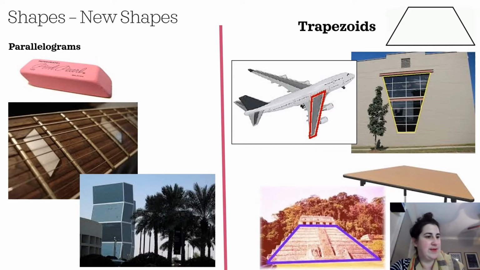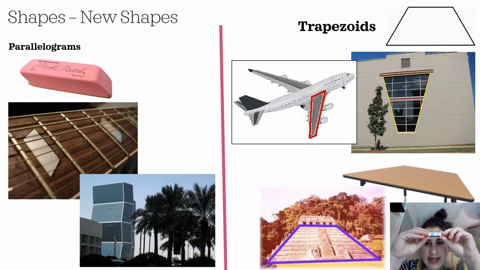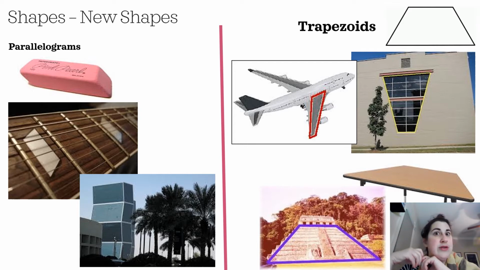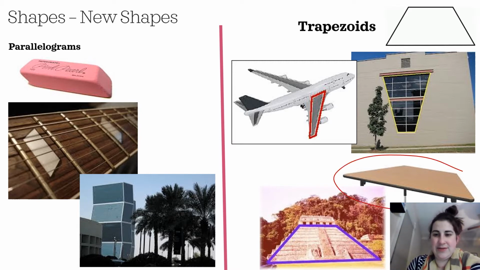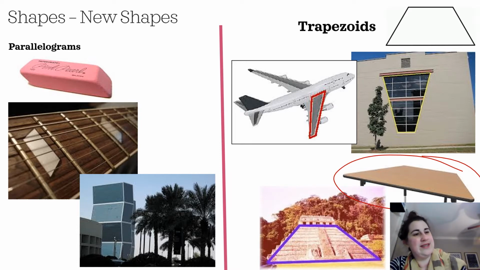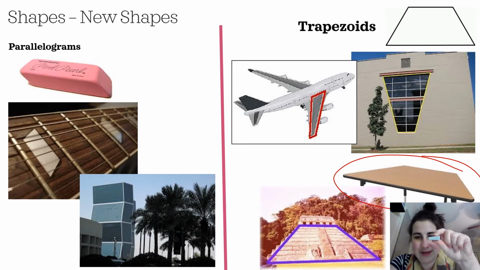Here are some of the new shapes that we're talking about. Parallelograms are basically rectangles, but they're kind of slanted a little bit. Rectangles are actually a type of parallelogram. One common one is the pink eraser. Trapezoids you will also see around. I have a trapezoidal desk in our classroom, and this pencil sharpener is a trapezoid.